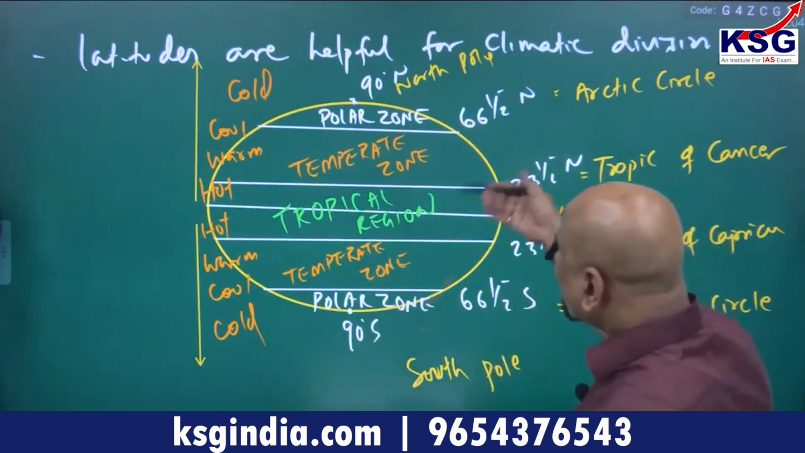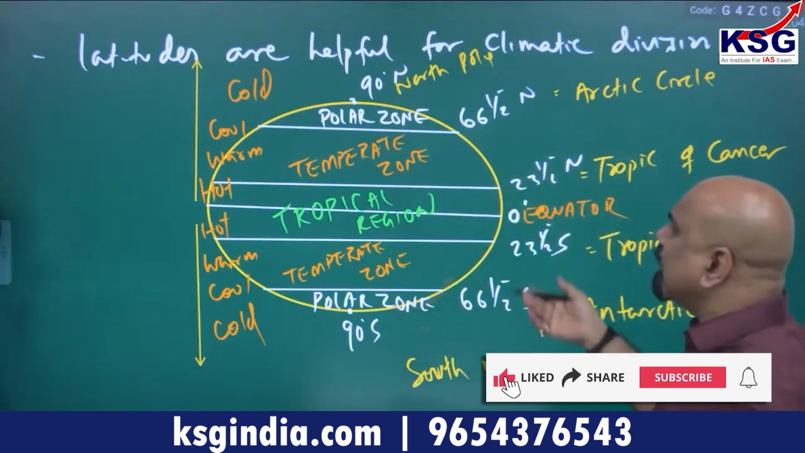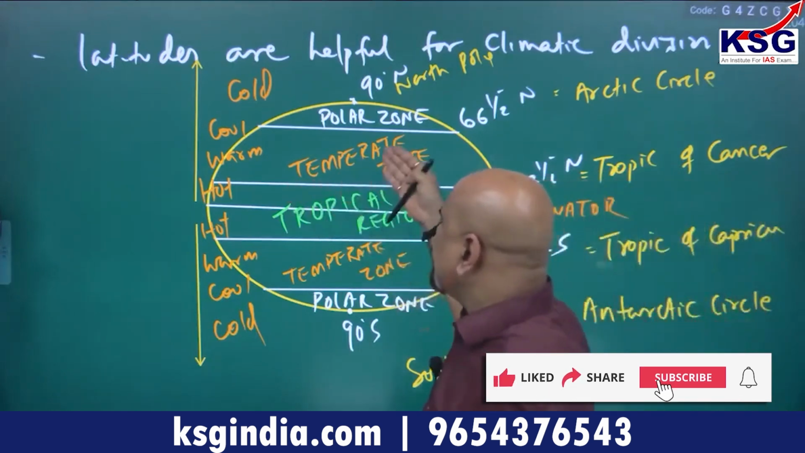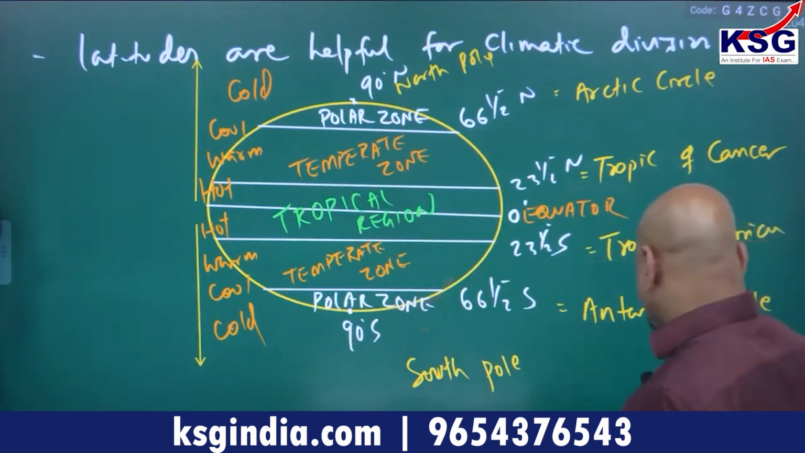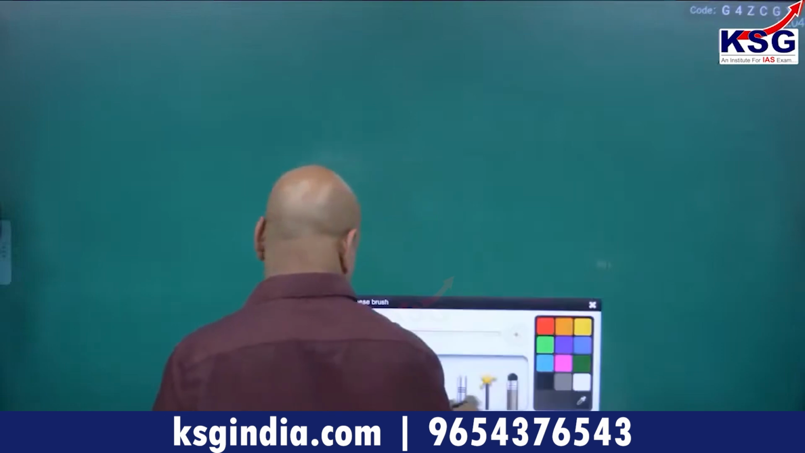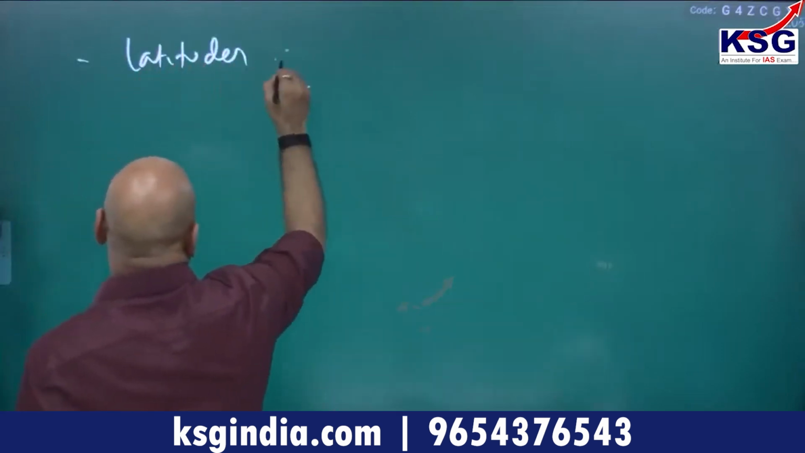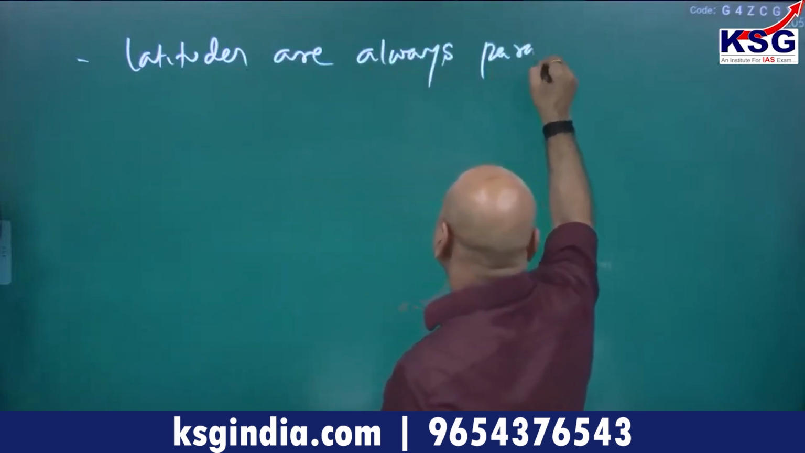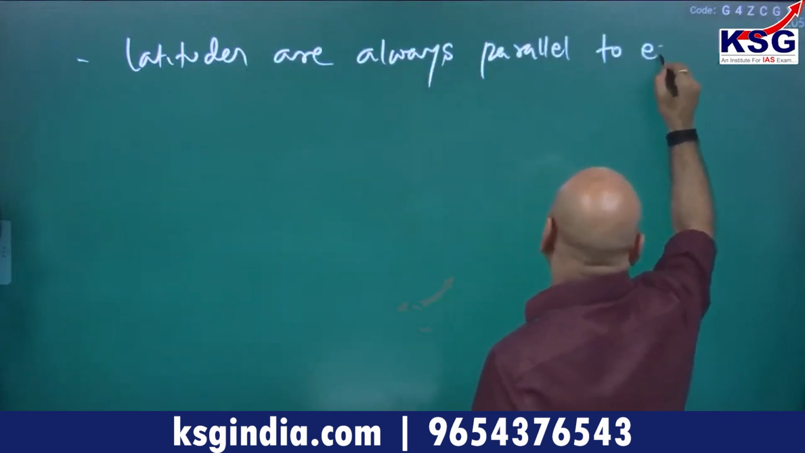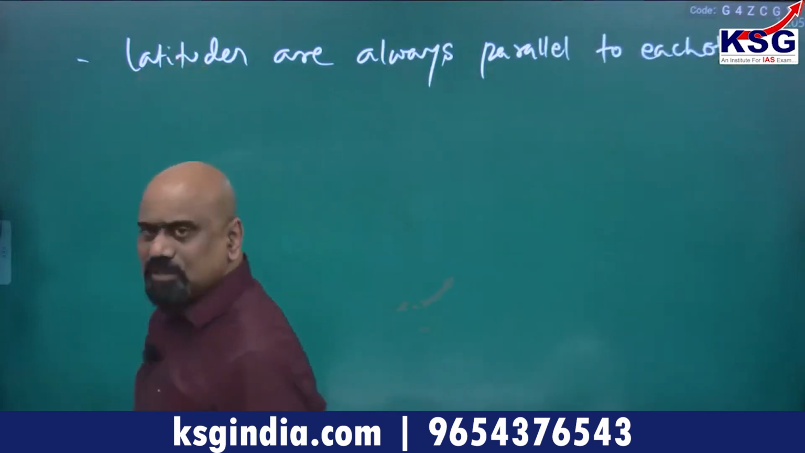As I have just mentioned about latitudes, these are two very basic things. Latitudes are parallel to each other. Why? Latitudes are always parallel to each other. Can anyone tell me why latitudes are parallel to each other?